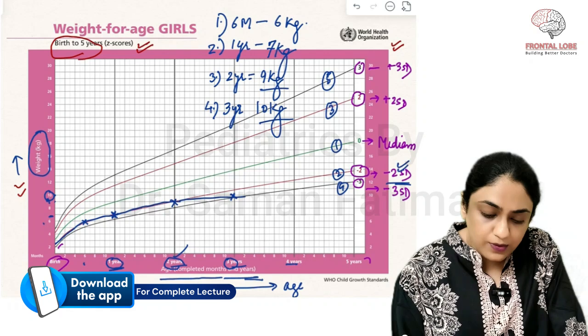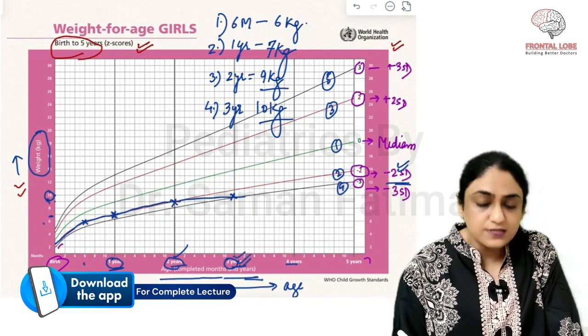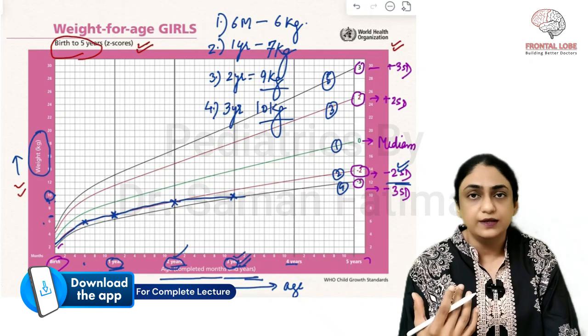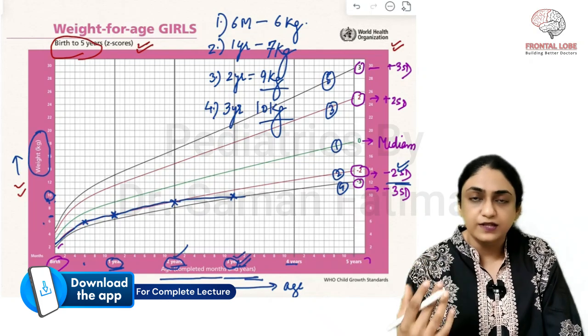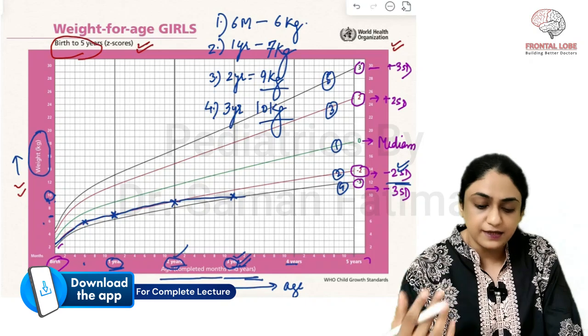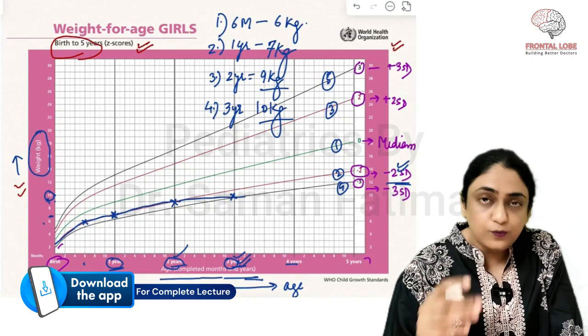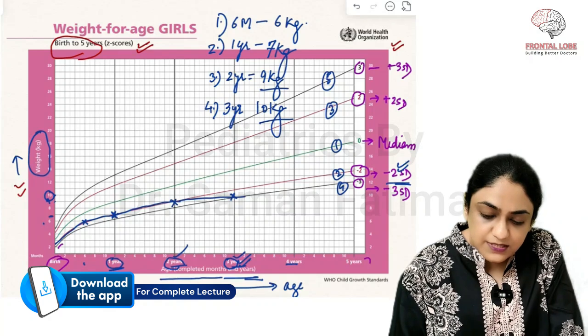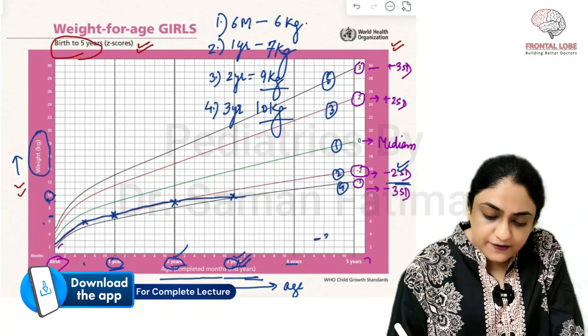And now when the baby is 3 years old, suppose she has come with diarrhea, she has had diarrhea for 1 week, she is not able to eat anything, and she comes to you and you weigh the baby, you find the weight of the baby is 10 kg, and now when you plot it on this graph, you find that it is between -2 standard deviation and -3 standard deviation.